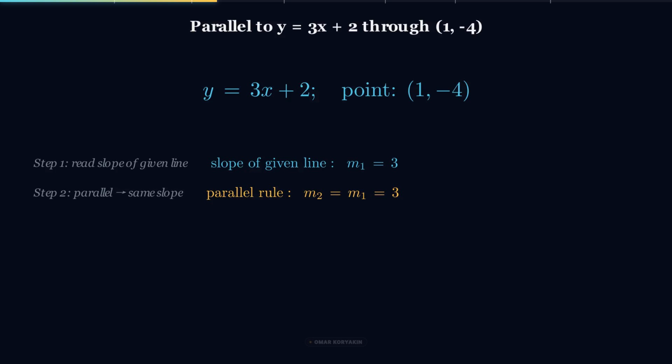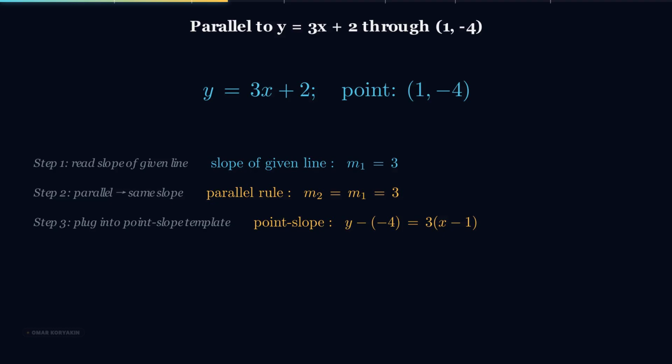The new slope equals the original slope, so the new slope is 3. The new line will tilt at the same angle as the given line, just at a different y-intercept. Step 3. Use the new slope 3 and the given anchor point (1, -4) with the point-slope template.